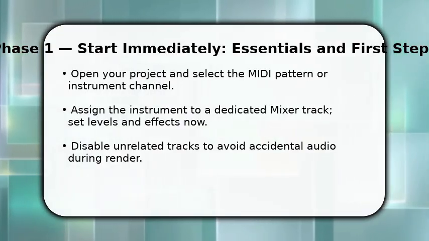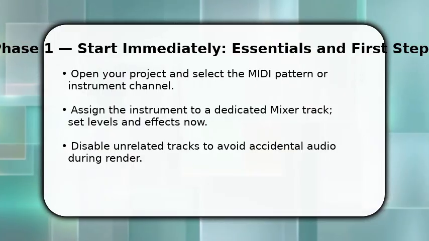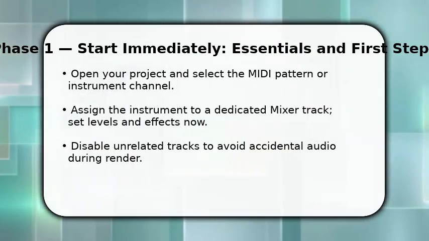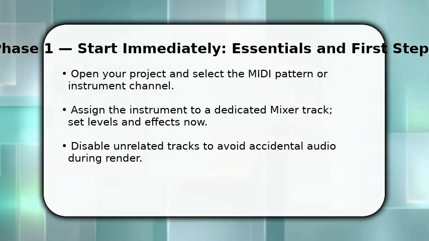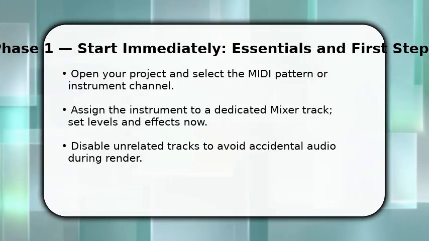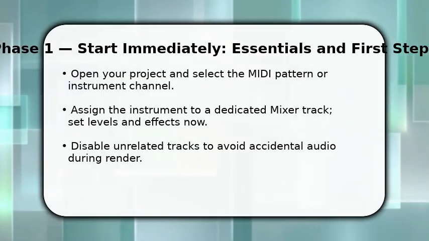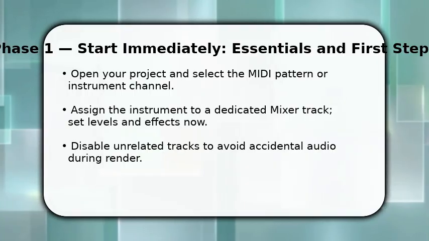You start by selecting the MIDI pattern and assigning its instrument to a dedicated mixer track. Do this immediately so you capture the exact processing you hear. Routing isolates the signal. Once the instrument is routed, check effect chain, volume, and sidechain sends. Make adjustments because these affect the rendered audio.